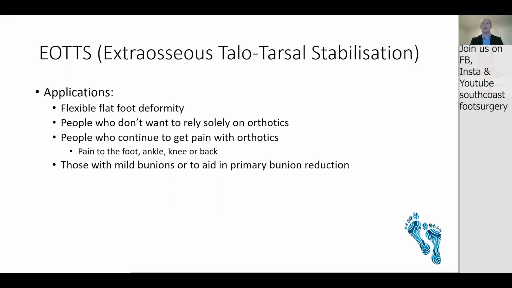This is for people who don't want to rely solely on their orthotics. I had a gentleman come through to me recently who was looking at it because orthotics didn't fit into his sporting shoes. We can also look at people that are getting pain in their foot, ankle, knee, or back that we think is related to that talo-tarsal destabilisation and hypermobility. But as I mentioned earlier this evening, it can be used for those mild bunions or to aid with further bunion reduction that's undertaken as a primary procedure through metatarsal osteotomy.